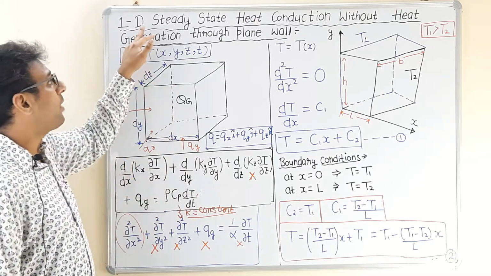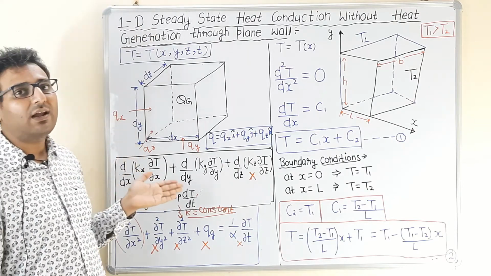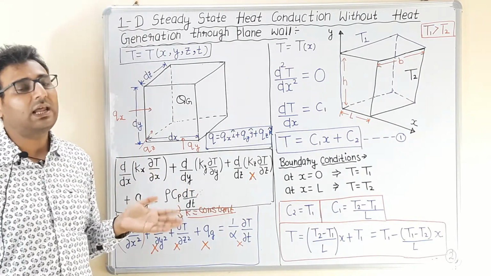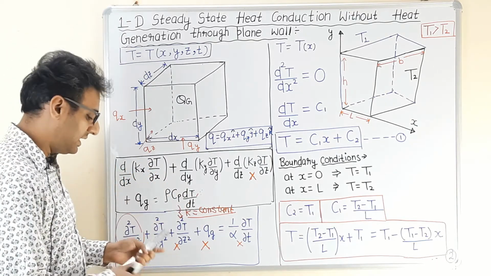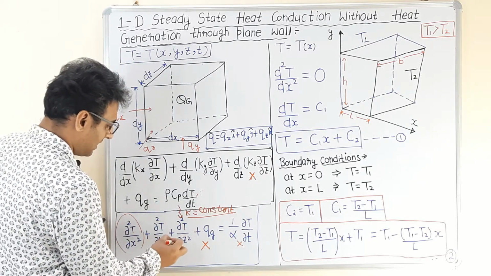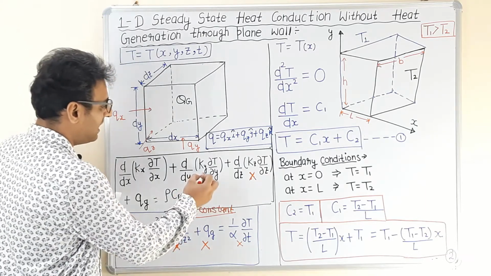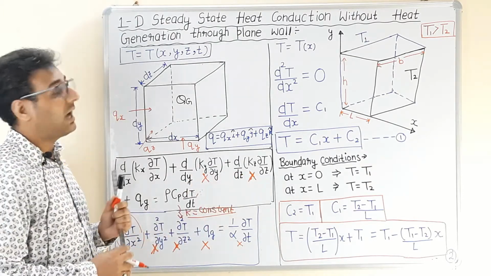Now our problem is a 1D problem. 1D means temperature gradient exists only in one direction and heat transfer takes place only in one direction. It means heat transfer in the y direction and z direction is 0. Similarly, these two terms in the equation will be cancelled.